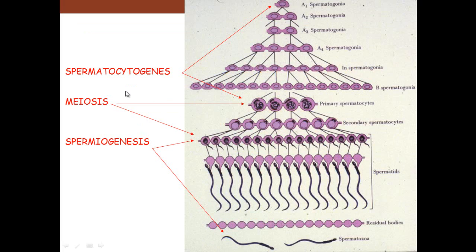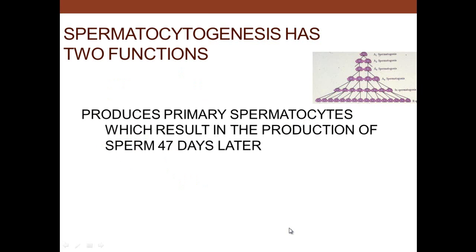So those are the three divisions of spermatogenesis. In spermatocytogenesis you have mitotic activity, where you see several divisions occur, ultimately to produce primary spermatocytes. And now you're in meiosis. Meiosis divides to produce secondary spermatocytes and then divides one more time to produce spermatids. Going from a round cell to one shaped like a sperm is spermiogenesis. Spermatocytogenesis, meiosis, and spermiogenesis. And in that process, they leave behind residual bodies, or the excess cytoplasm that they no longer need.